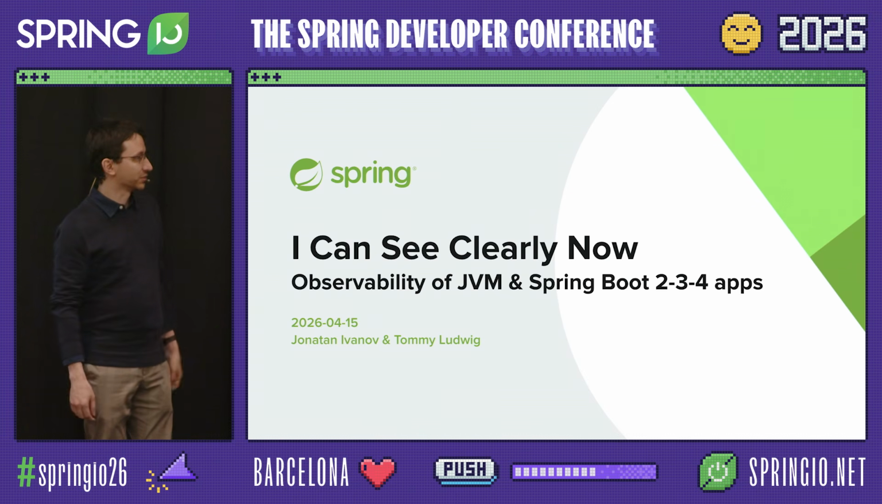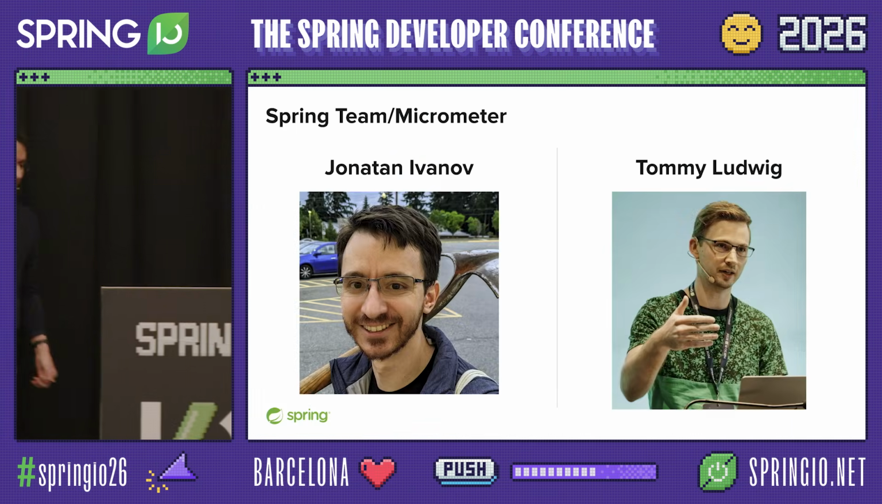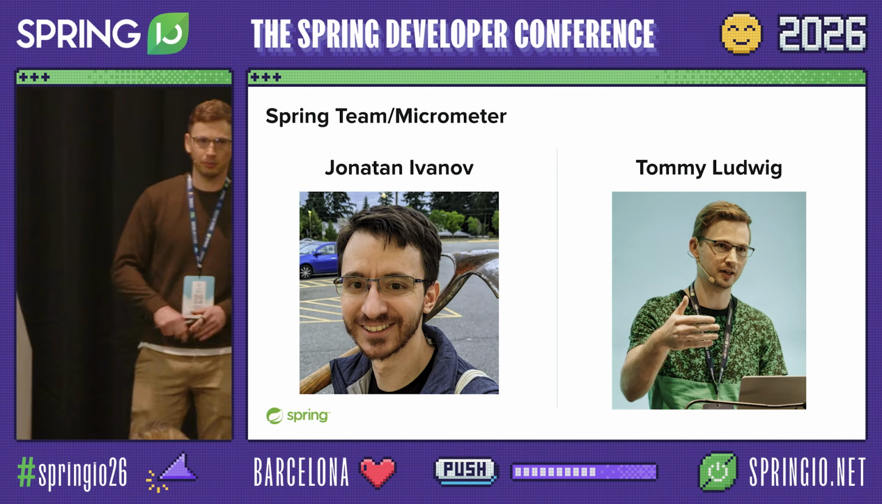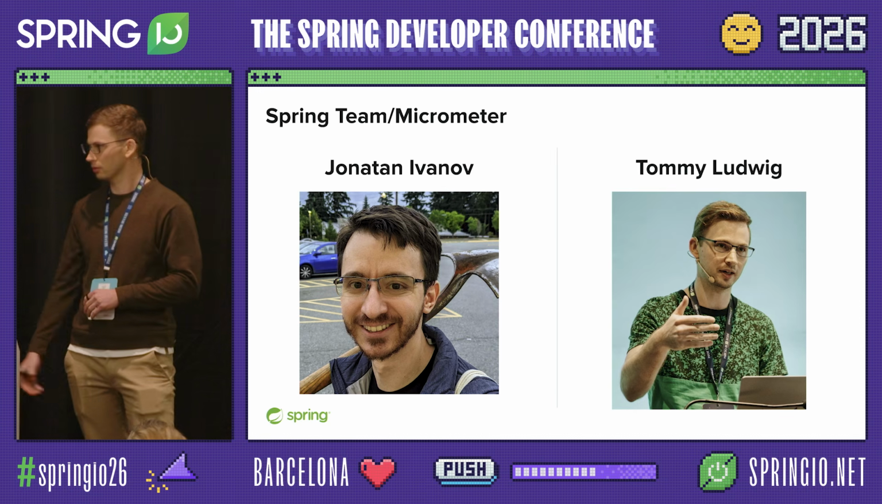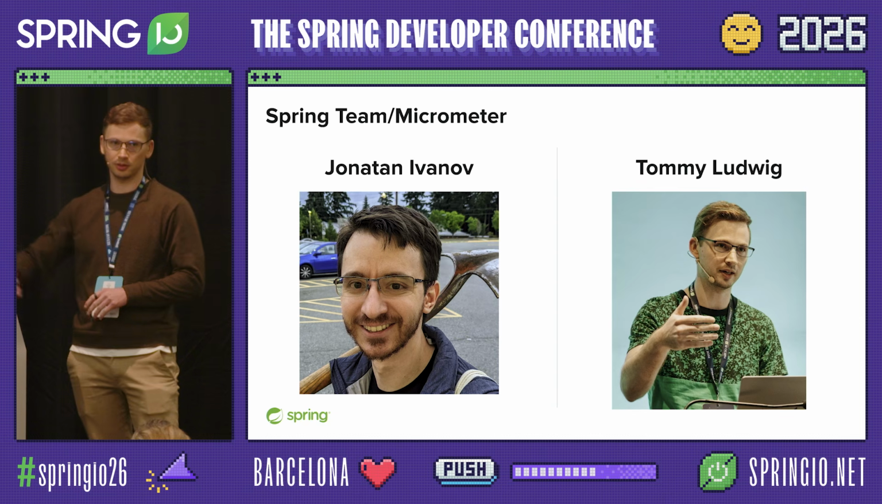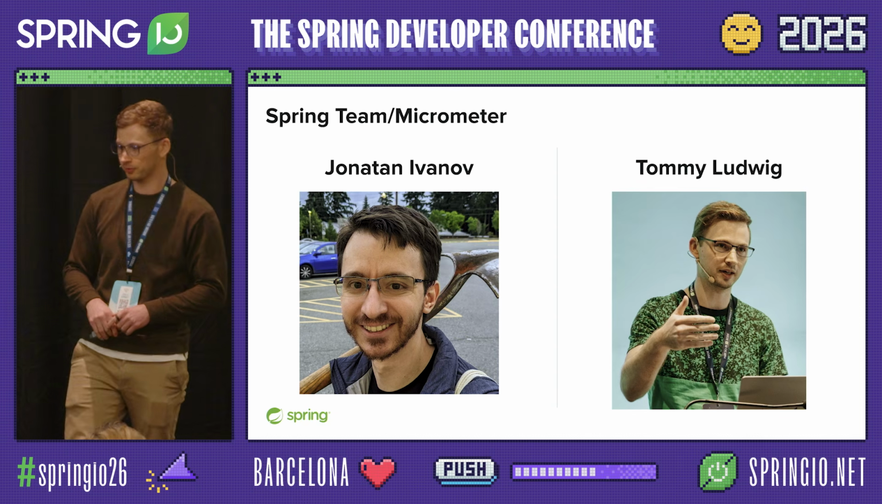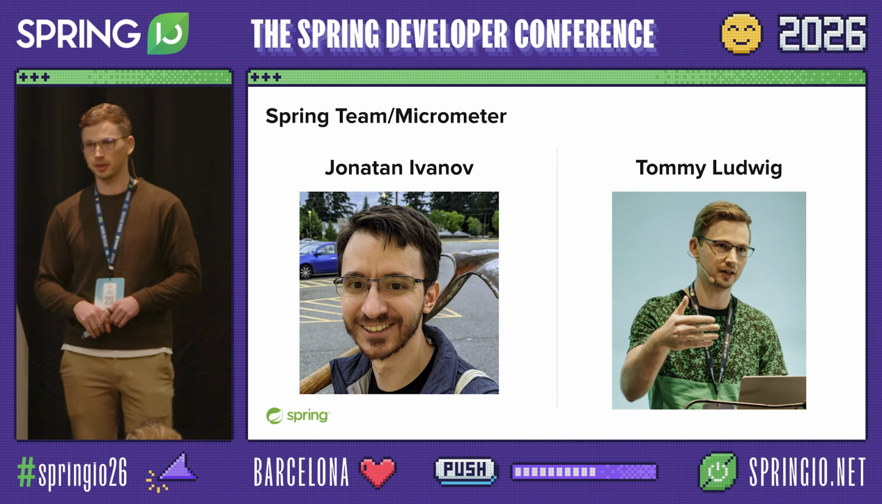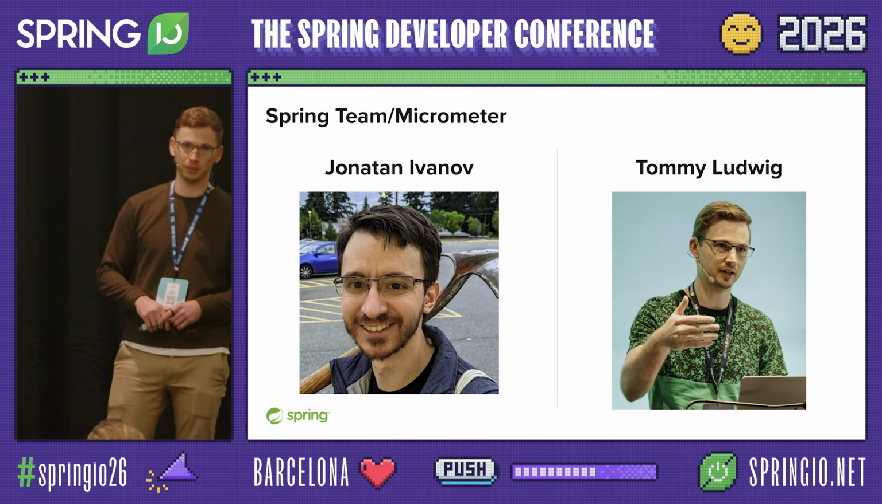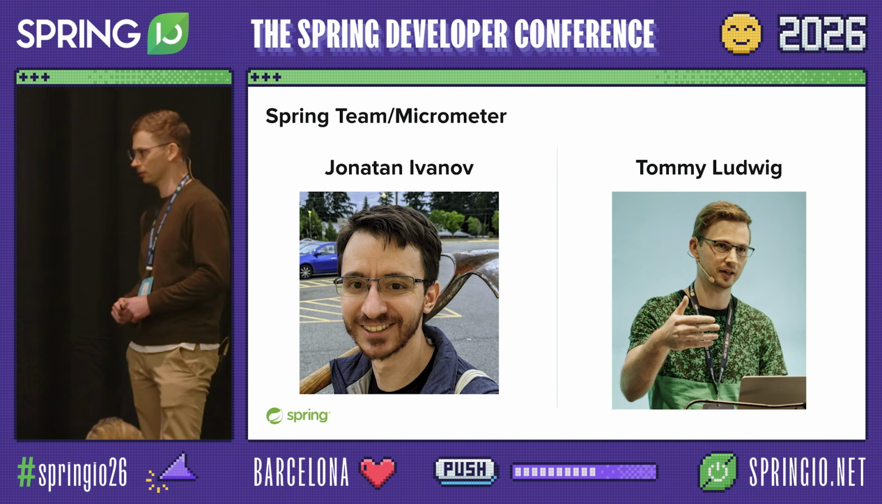I guess let's introduce ourselves. All right, so I'm Tommy. This is Jonatan, and we are on the Spring team focusing on observability efforts across the portfolio. And we maintain a library called Micrometer, which is what we're going to talk about today.